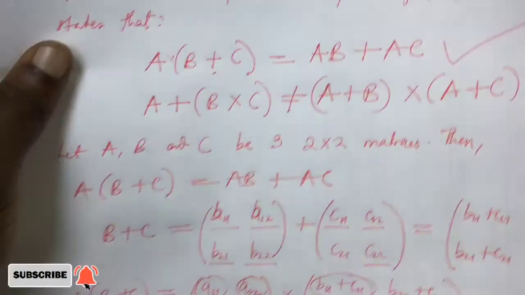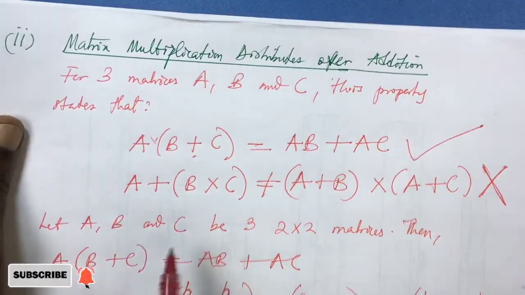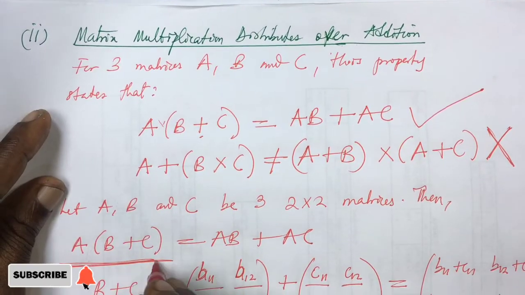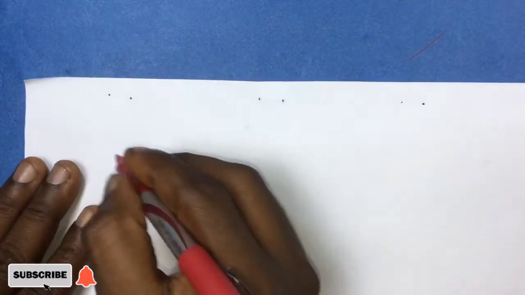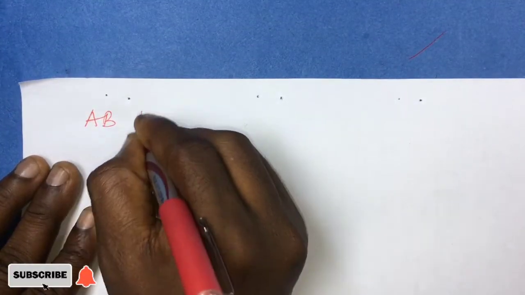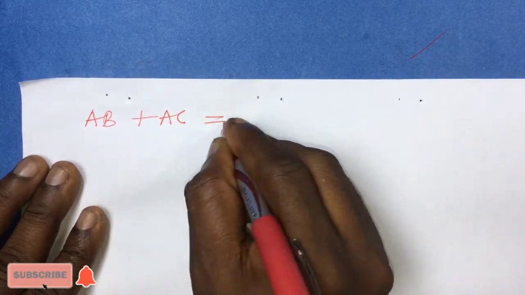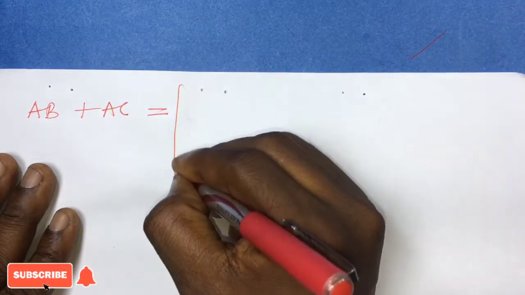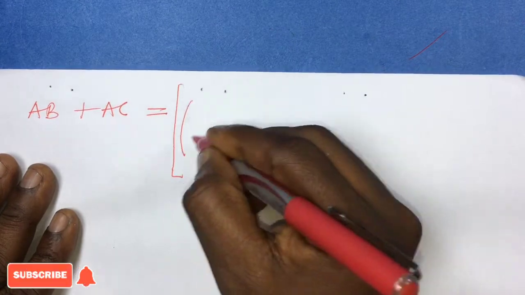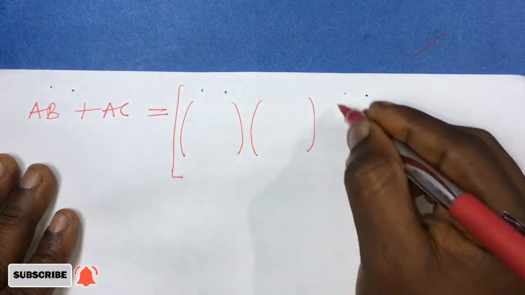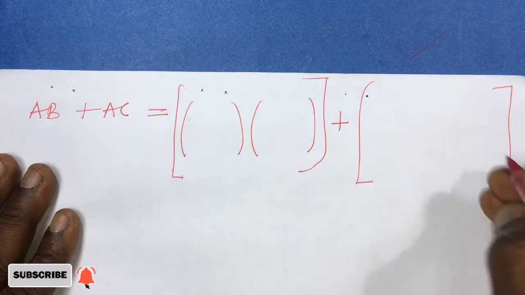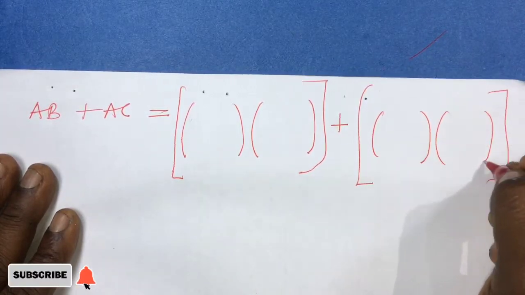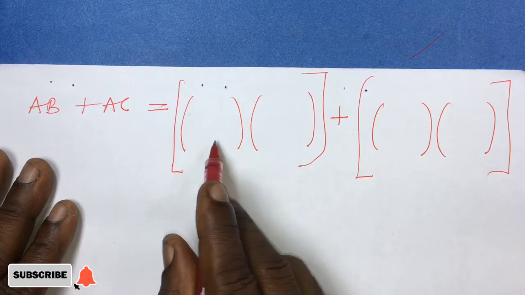So now that we have obtained this part, let us go over to this part. In this part, what are we going to do? We are going to take A times B plus A times C. So I'm going to bring here in this bracket this plus this. The first bracket is for A times B.